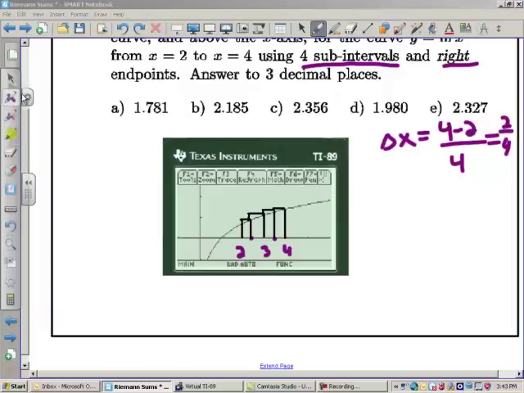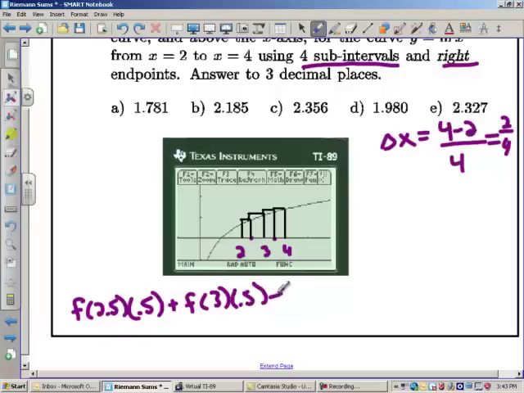So let's write out what this should be. This should be f of 2.5, the function value at 2.5 because I used right hand endpoints, times 1/2, plus f of, that's the first rectangle. The next rectangle goes from 2.5 to 3, and we use f of 3 because we're using right hand endpoints, times 1/2, plus f of 3.5 times 1/2, and then finally plus f of 4 times 1/2. And so you would go grab your calculator and you would actually find the natural log of 2.5, the natural log of 3, the natural log of 3.5, the natural log of 4, and multiply through and add, and you get your answer, whichever one that is.